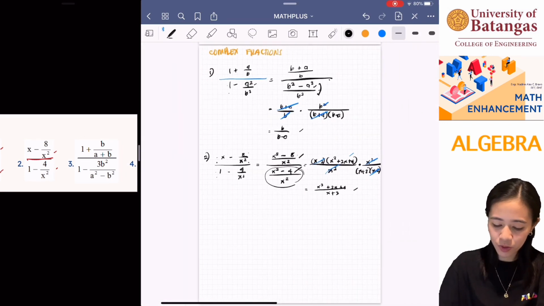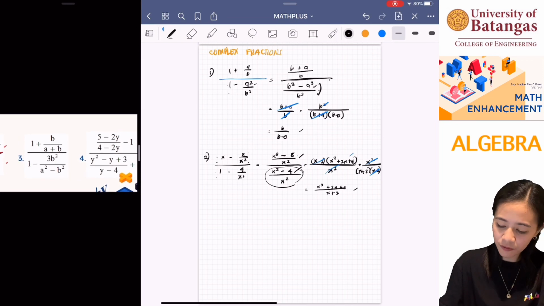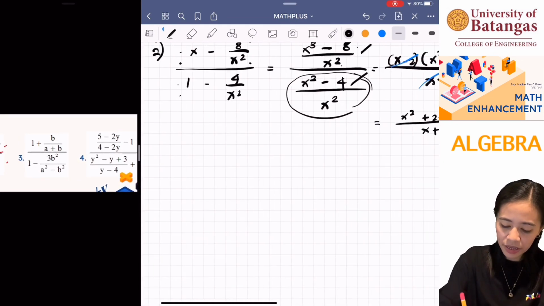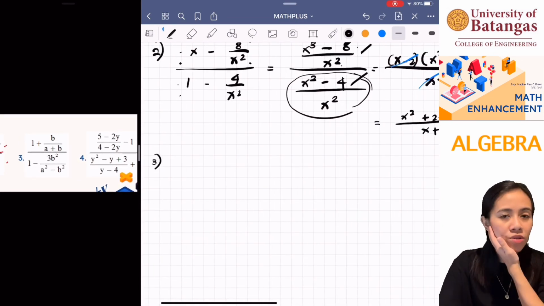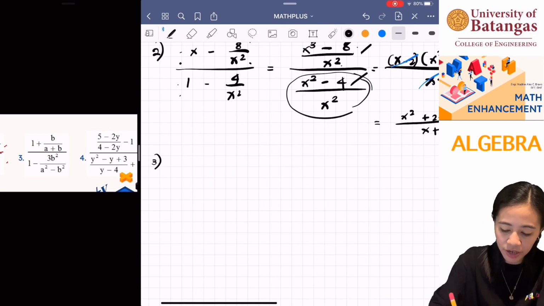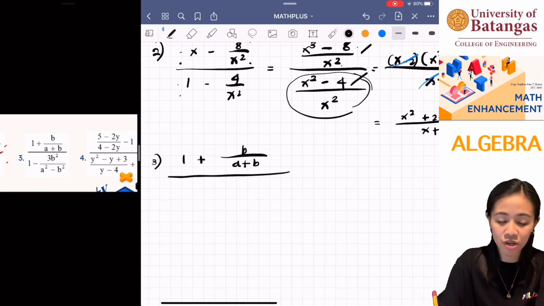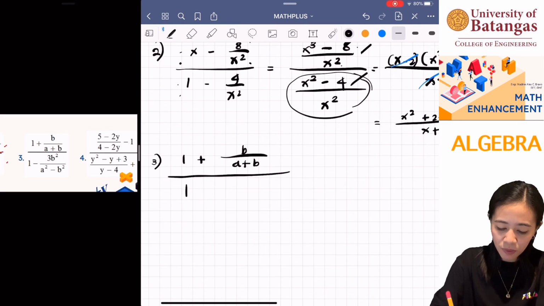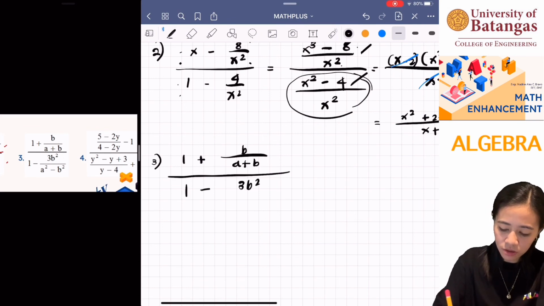Okay? So, let's proceed to number 3. Madali lang, di ba? If you're well-versed with the operations na and the basic laws, then hindi na magiging problema yung simplifying. So, 1 plus b all over a plus b. So, we are getting a more complicated denominator na on the fractions that we have. Minus 3b squared all over a squared minus b squared.